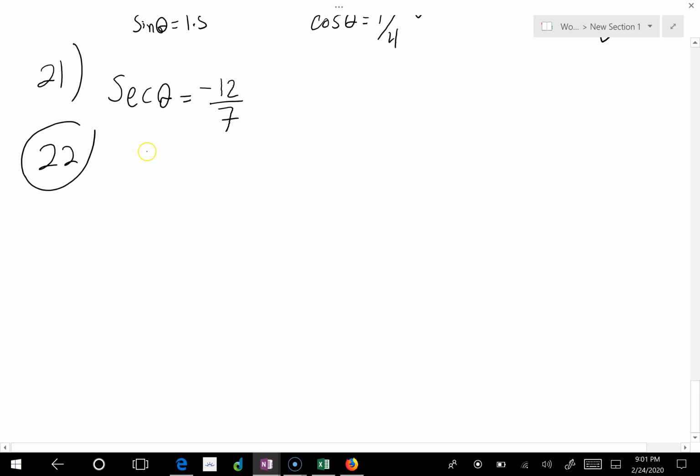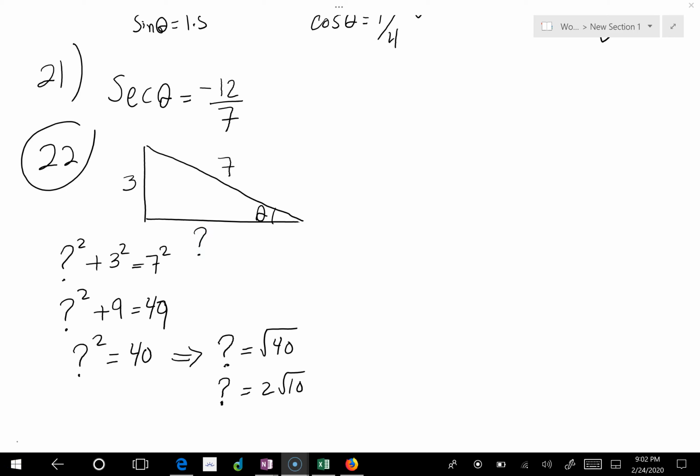If sine theta is equal to, so let's say this is theta, you can also do it on a unit circle. Sine is opposite over hypotenuse. If that's sine theta, you need to find the missing side using the Pythagorean theorem. Then the question mark will be the square root of 40, which is 2 root 10.